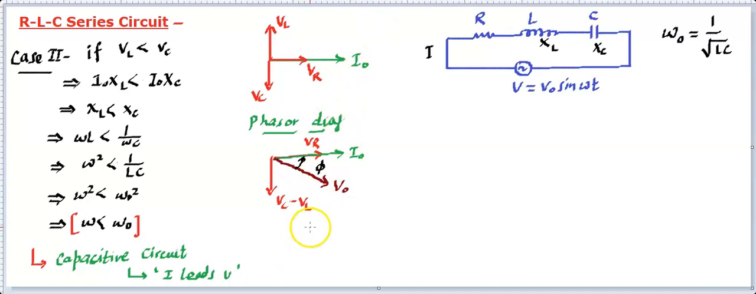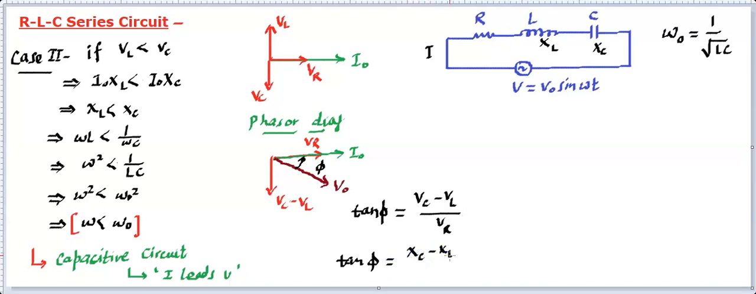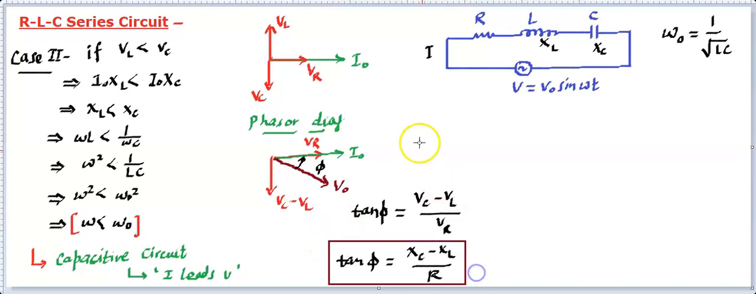Now as far as the calculation of phi is concerned, the idea remains exactly similar. You write the tan phi. Once you write this, tan phi is going to be equal to VC minus VL, because VC is more, divided by VR. Then you can put the values. Then you find I naught will get cancelled out. So finally it will turn out like this: tan phi is going to be equal to XC minus XL divided by R. So this will let us know about the phase difference, the phi value. That was one of our targets to find.